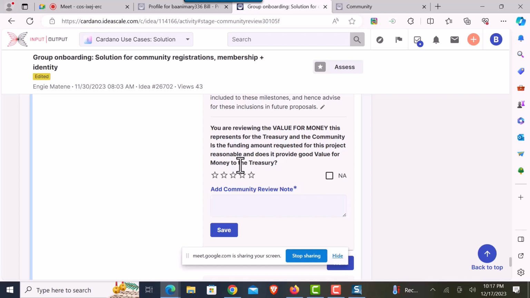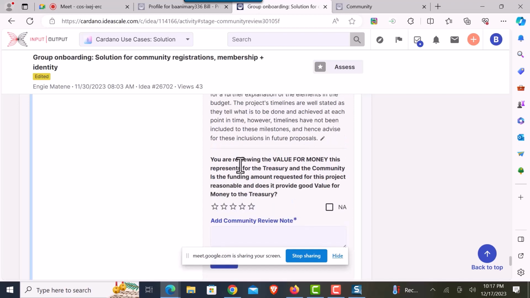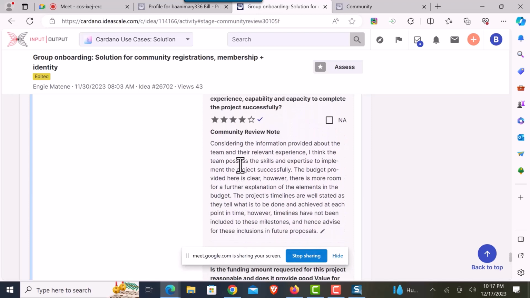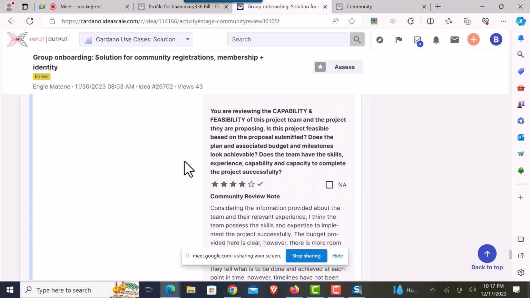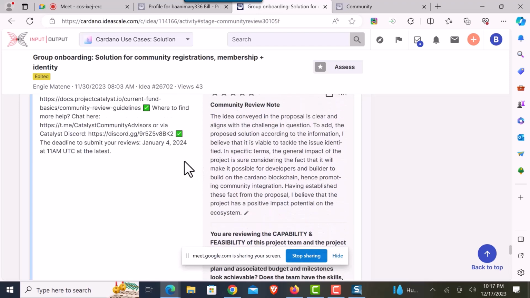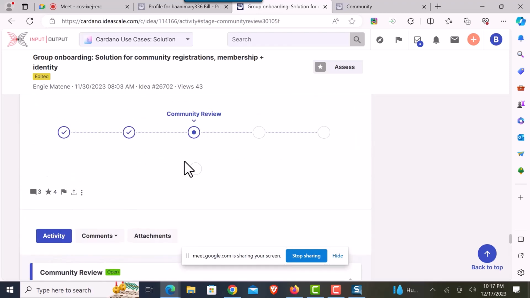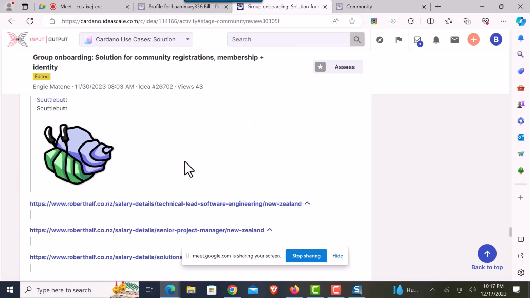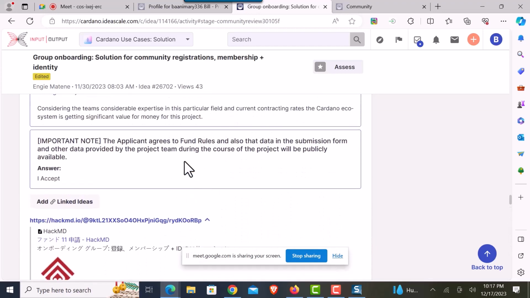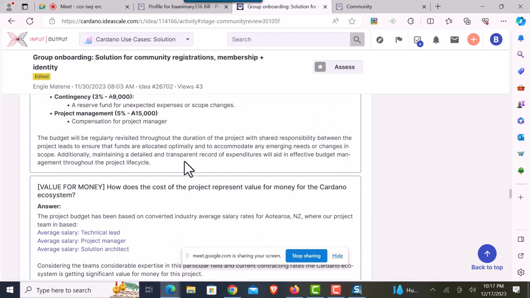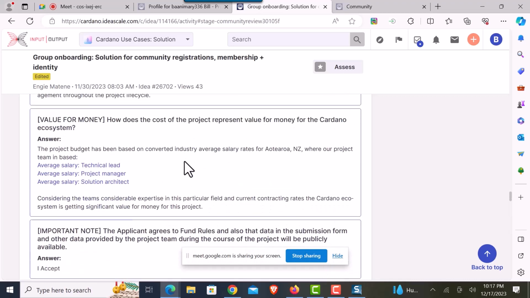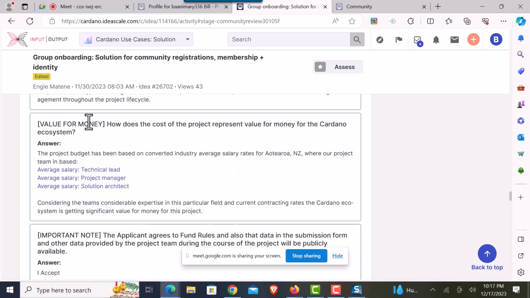or is it okay? So after going through the project to this point, I believe you would have been able to establish this, but there is a section we have to look at in the proposal, and it's at the last part of the proposal. As you can see, this is the section for the value for money. How does the cost of the project represent value for money for the Cardano ecosystem?